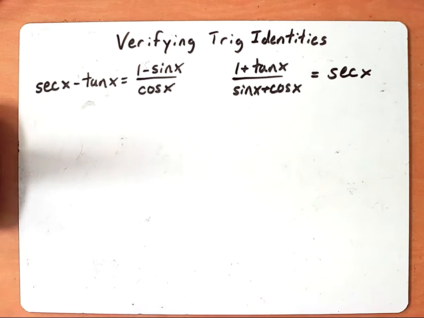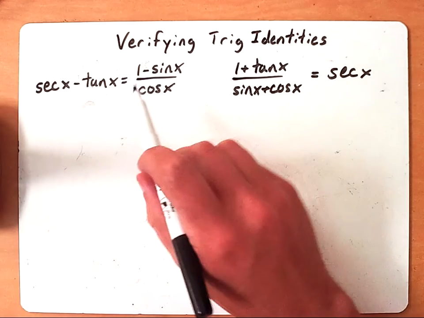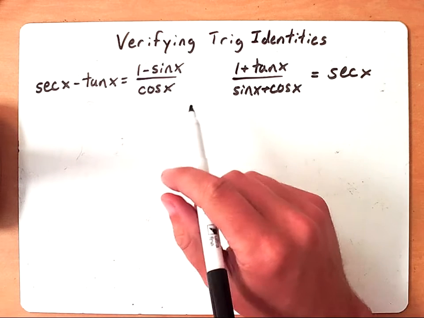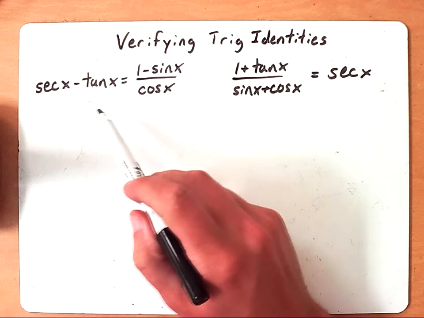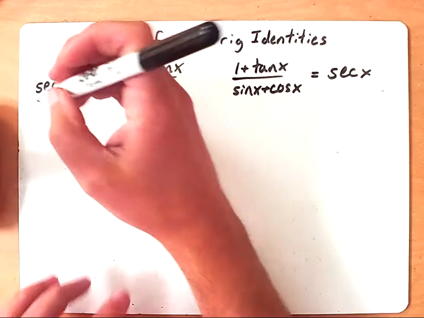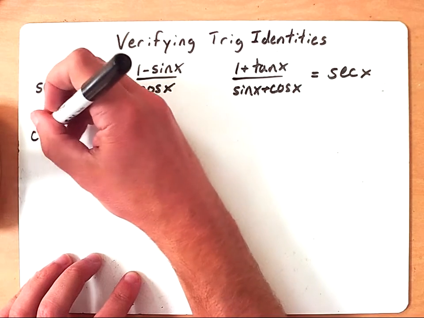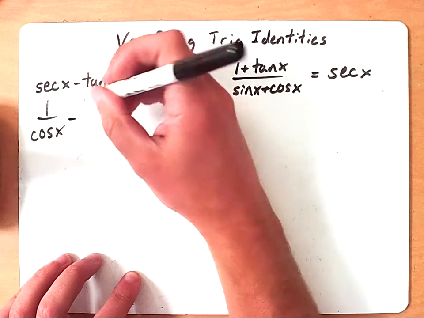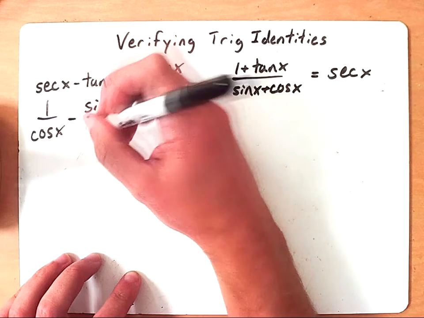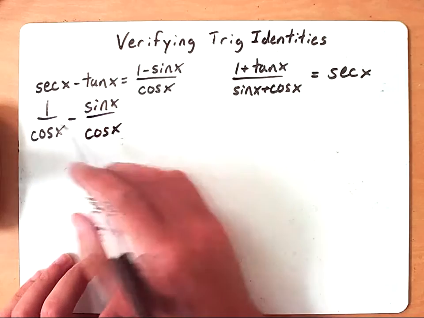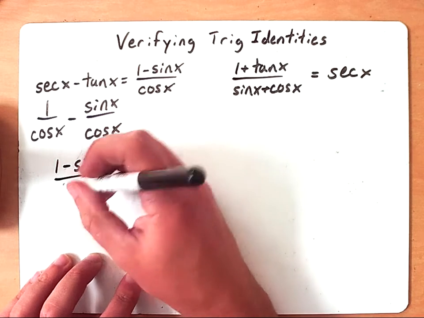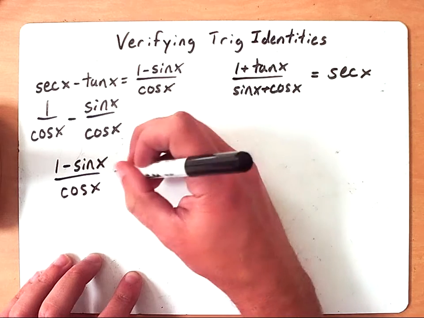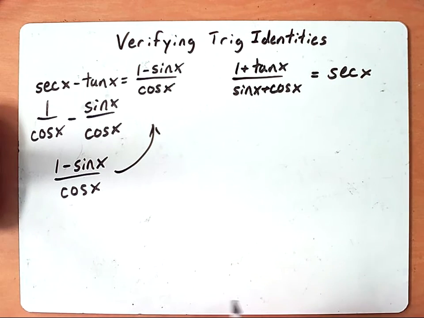All right, so now let's take a look at these two problems. We have secant of x minus tangent of x equals 1 minus sine of x over cosine of x over here on the left. So since the right side is in sine and cosine, I want to take the left side and put it in terms of sine and cosine as well. So secant can be written as 1 over cosine of x. Tangent can be written as sine of x over cosine of x. These fractions have a common denominator, so I can put them together. And we have verified the identity.